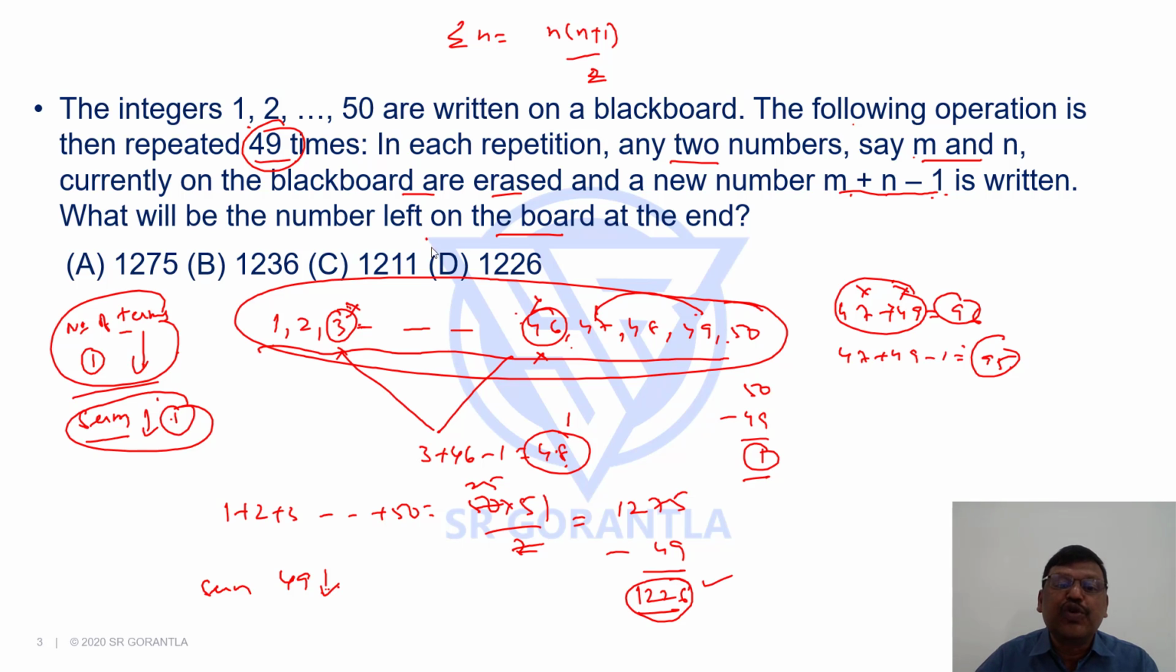So hence my answer is choice D. It looks like a bit of a difficult question, but it is based on a simple concept of sigma n, right? So the answer is choice D.